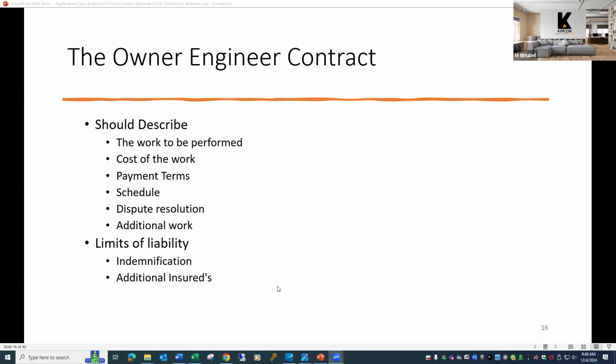The payment terms: is it a lump sum? Are you paying the engineer a lump sum for those design services, or will it be time and expense? Typically, the preparation of specifications is a lump sum cost. Bidding services are often a lump sum cost. The contract administration services are typically at time and expense.